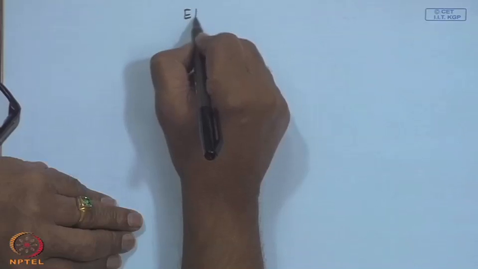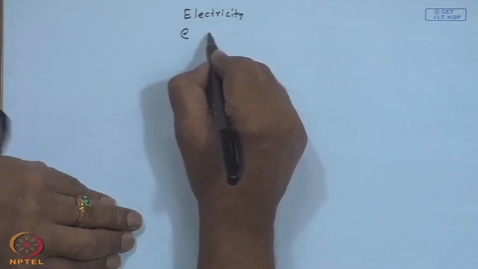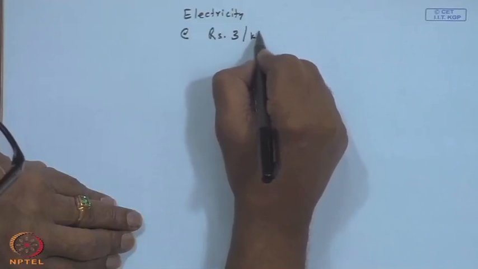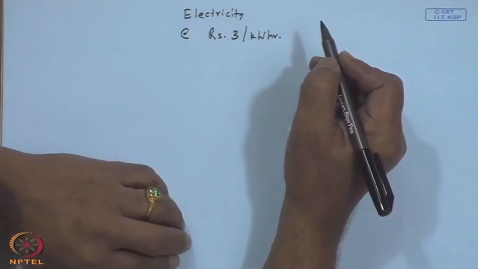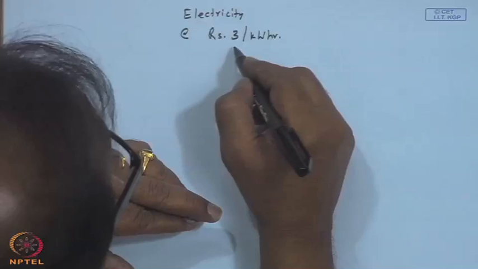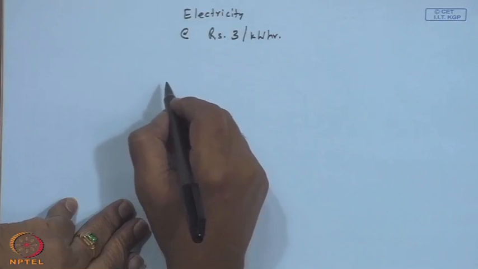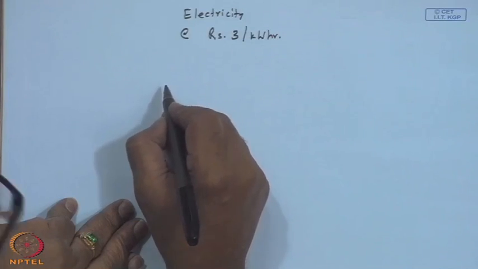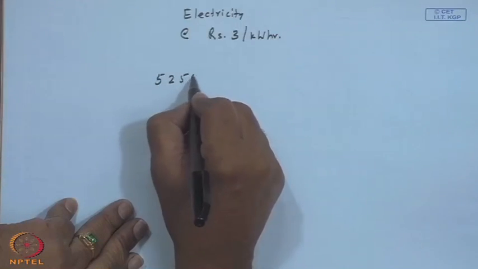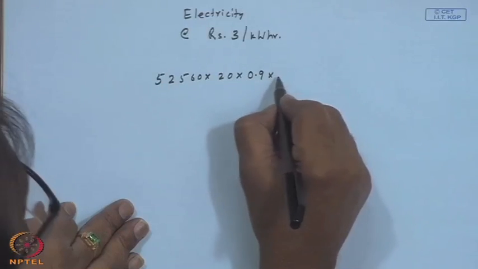Now, electricity at Rs 3 per kilowatt hour. This may be lower, but then there are various slabs, so I really do not know how to take care of it. If somebody wants to change the number, he can make it 6 and make it more attractive or less attractive, whatever. But this is about the first level of price. So, that comes to, for 20 years, 52560 times 20 into efficiency of 0.9 into, I think this should be 0.6.